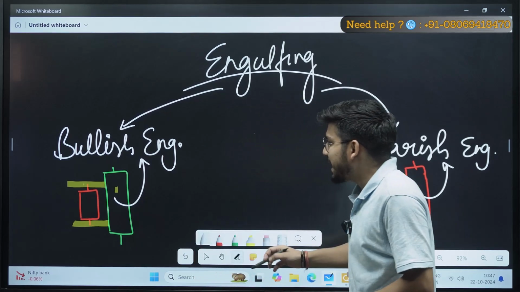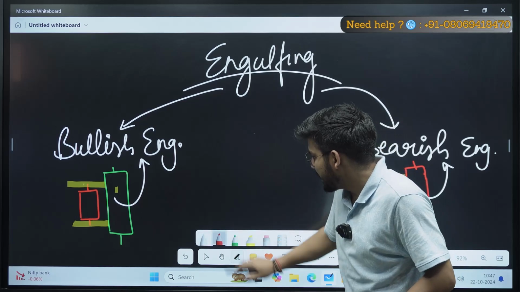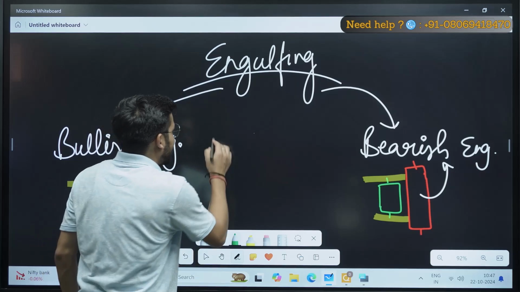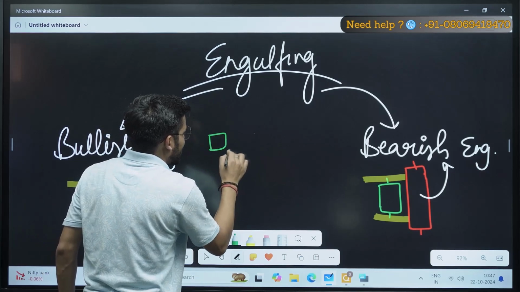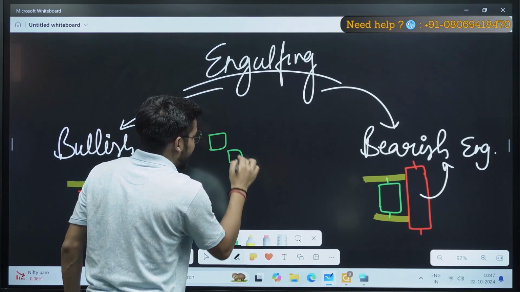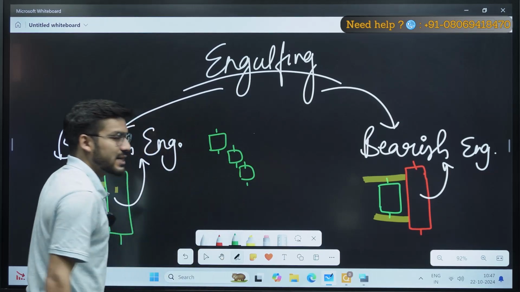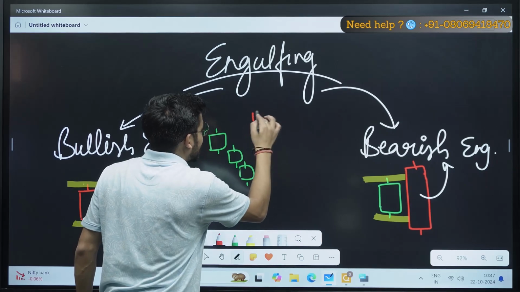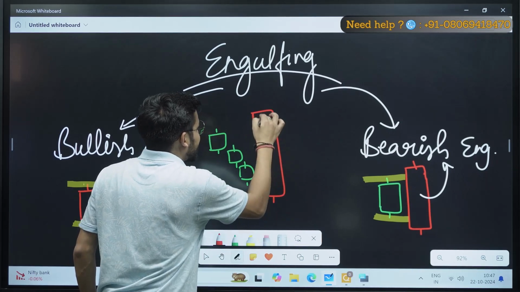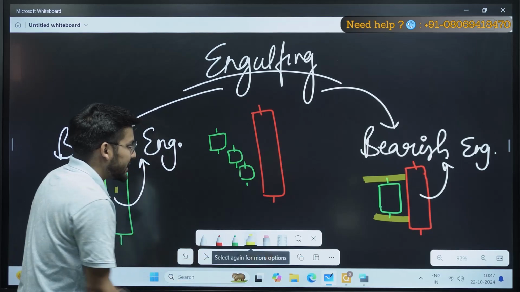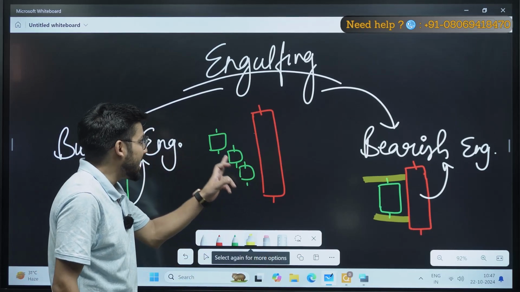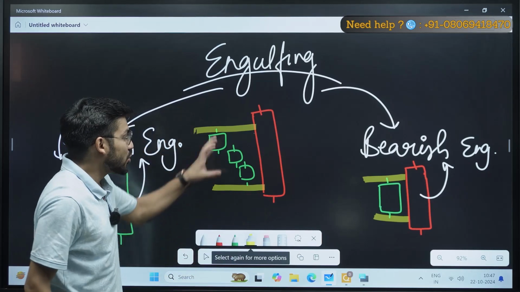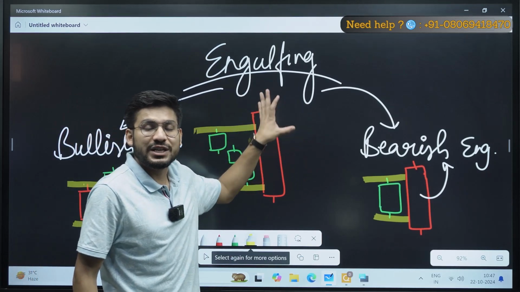Now, sometimes there are different interpretations. For example, when I am talking about a bearish engulfing candle, suppose you get a structure like this: three green candles like this, and after that a candle like this. You can see, not just my previous candle, but the last three candles are completely engulfed. So that is also an engulfing structure.